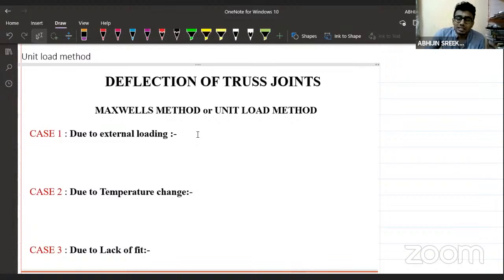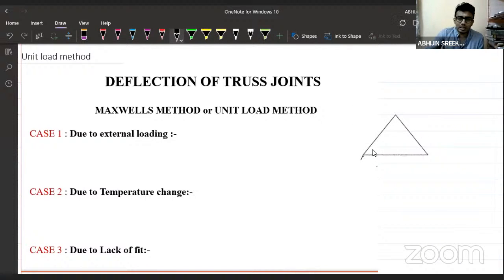We have to consider different loading conditions, different conditions for finding the displacement. If they're asking us to calculate the displacement of a joint due to external loading, what is the meaning of it? I'll tell you this. I'm taking a simple example, for your understanding only, for making things easier for you.